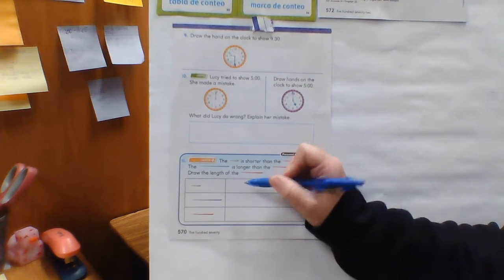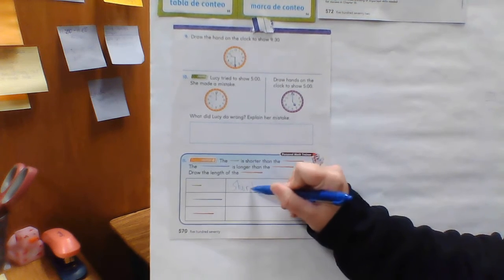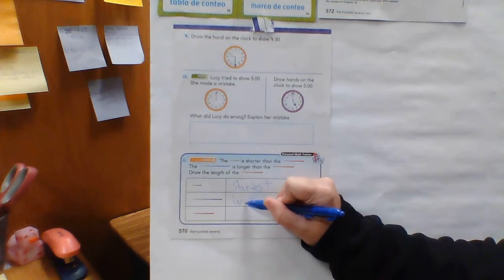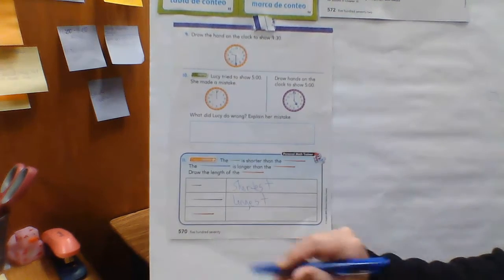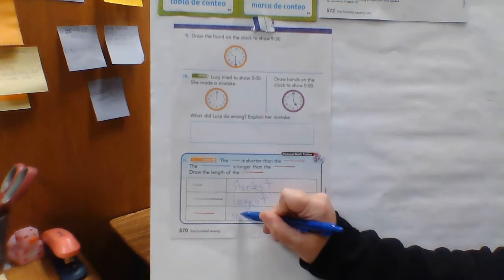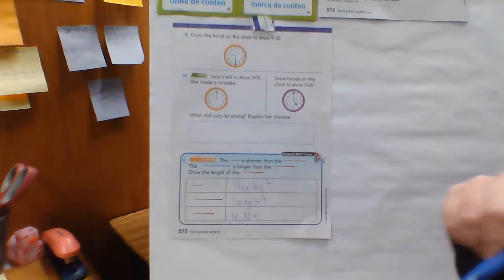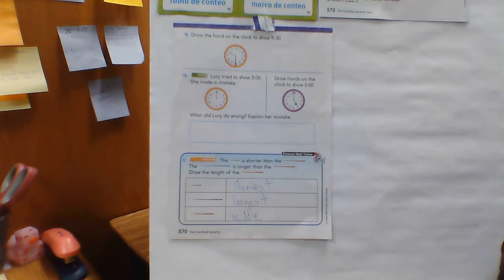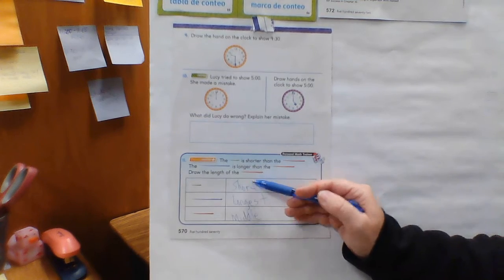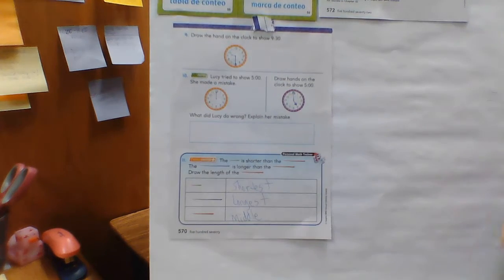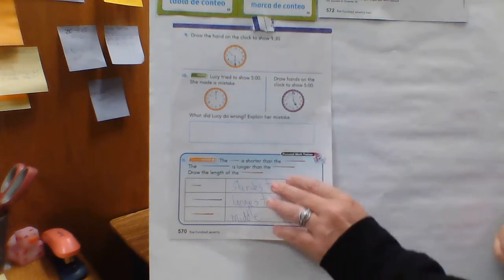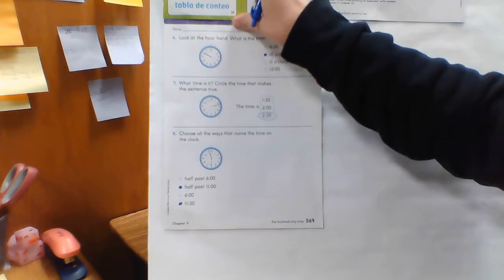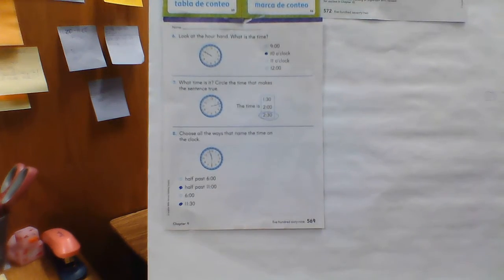So the green is the shortest. The blue is the longest. And the red string is in the middle. Now some of you may have actually measured the red string. That's fine. But as long as you showed me that the green is the shortest, the blue is the longest, the red is in the middle, then I will accept that answer. That problem was a little confusing. I wasn't really sure exactly what they were asking. Number 6. Oh, we've already did this.